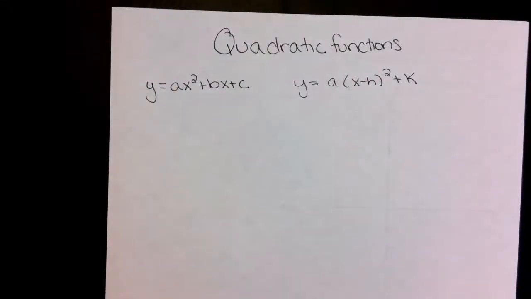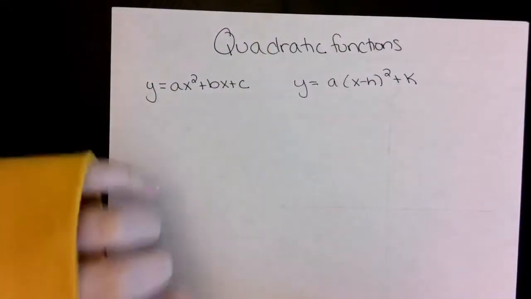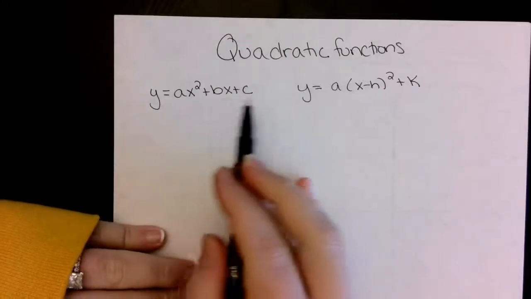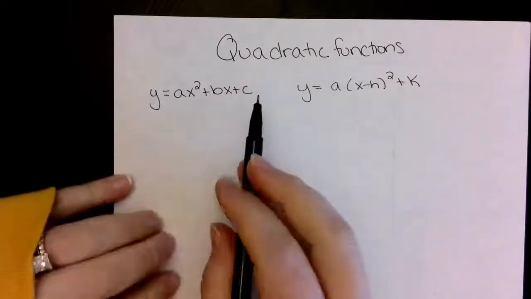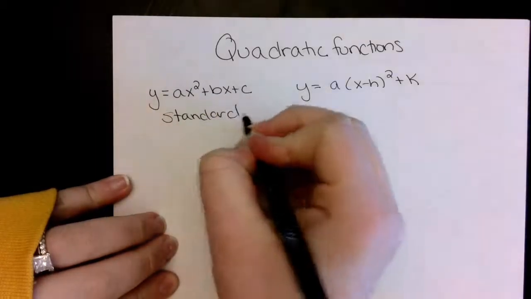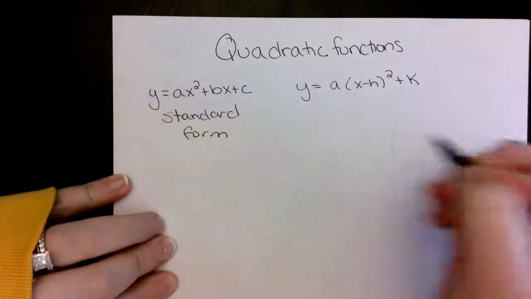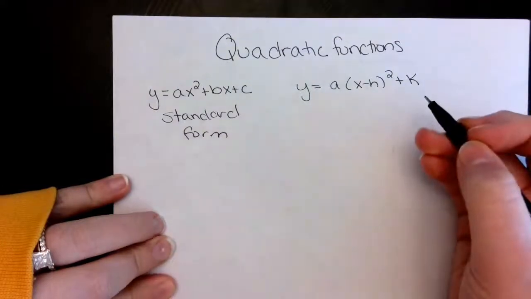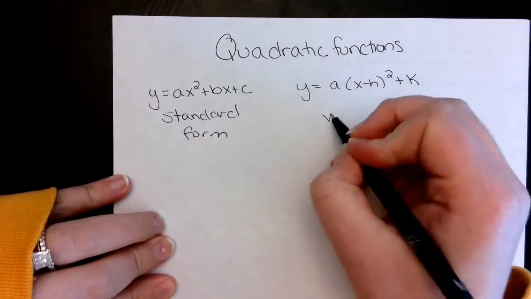Quadratic functions can be represented in two forms. The first one you are most used to seeing because we've been factoring in this form. It's known as standard form. Another form, which is the form we are focusing on this week, is called vertex form.